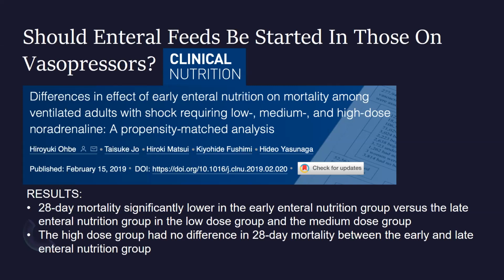And what they actually found was that in the early enteral nutrition group, those started on enteral nutrition within 48 hours, independent of their vasopressors, there's actually a significantly lower 28-day mortality in the low dose and medium dose group. So up to 21 micrograms, if we're thinking someone is a 70 kilogram person. The high dose group didn't have an increased mortality. There just was no difference in mortality between the two groups. So this was a big study that drove home the point that not only may this be safe, but it actually might improve outcomes if we do nourish some of these patients on vasopressors.